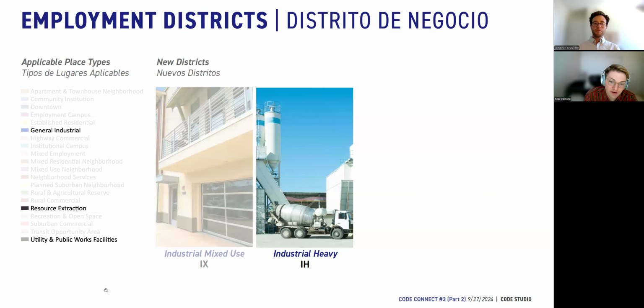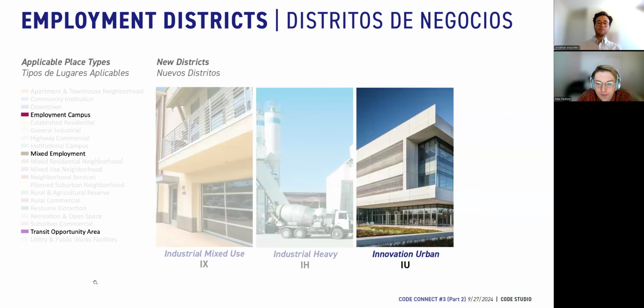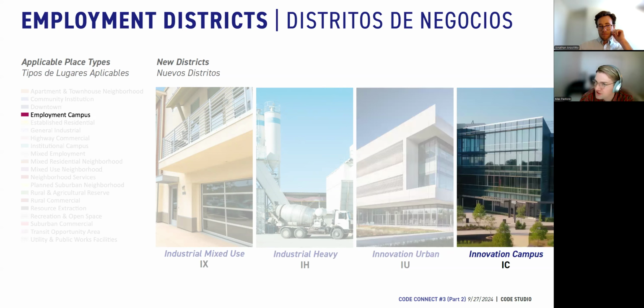And of course, looking at industrial heavy, this is really sort of consistent with how the current heavier industrial districts and zoning works in Durham. So this would be implementing general industrial, resource extraction, and the utility and public works facilities place types. And then innovation urban would be a lot closer to the industrial mixed use district. So this would be really implementing the employment campus, mixed employment, and transit opportunity area place types. And then for innovation campus, it's really just implementing employment campus. So think RTP.